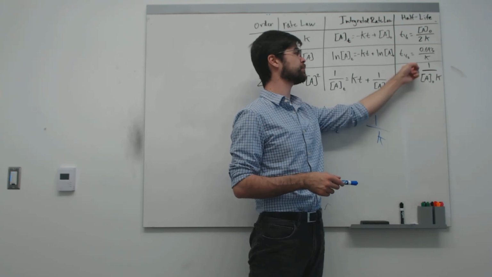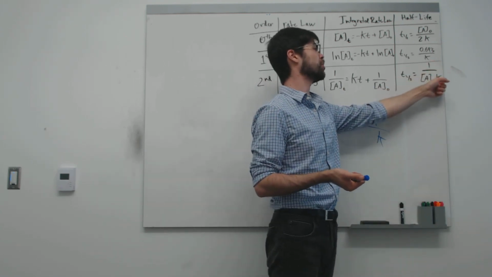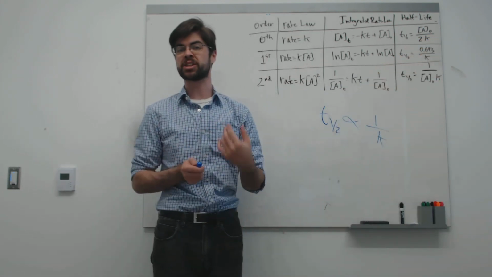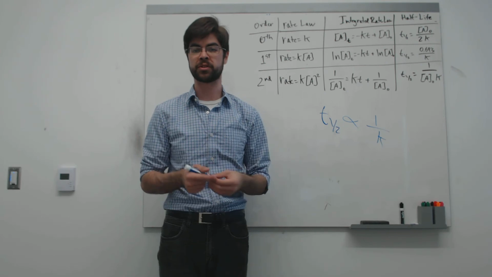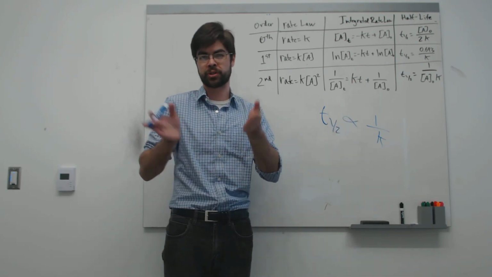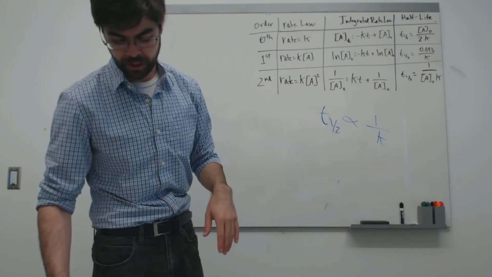They all have a slightly different functional form, but let's look to see where they're similar. They're similar in the sense that they're all inversely proportional to the rate constant. And again, that's just coming from the fact that we think of half-life as being a measure of how long a process takes, and that should be inversely proportional to how quickly the process occurs. And that's given by the rate constant.